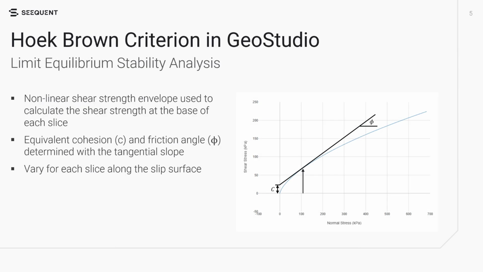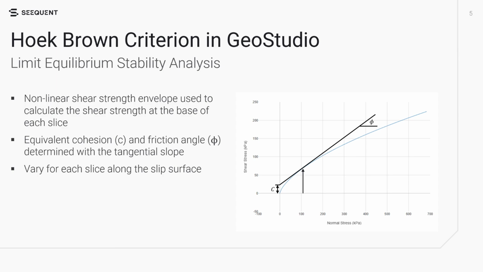The Hoek-Brown model is integrated into GeoStudio for performing limit equilibrium slope stability analyses. Unlike the Mohr-Coulomb model, the Hoek-Brown criterion produces a nonlinear shear strength envelope. In SLOPE/W, this curved failure envelope is used to determine the shear strength at the base of each slice. Because the limit equilibrium method is formulated in terms of the Mohr-Coulomb strength parameters, cohesion and friction angle must be defined. To achieve this, SLOPE/W computes equivalent Mohr-Coulomb parameters by taking the tangential slope of the Hoek-Brown function at the corresponding effective normal stress.